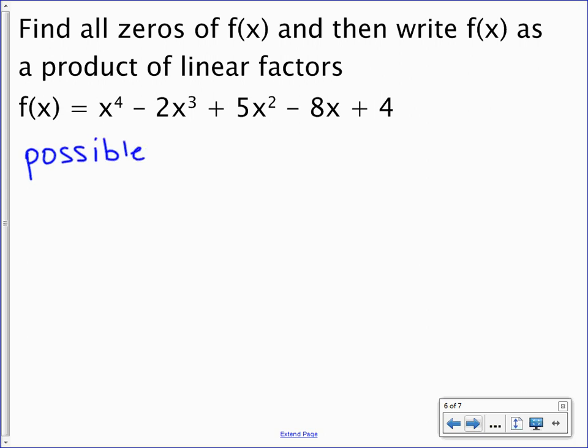Possible zeros. Factors of my constant are what? Over factors of our leading coefficient. So we have 1, 2, and 4 in the positive and negative variety.